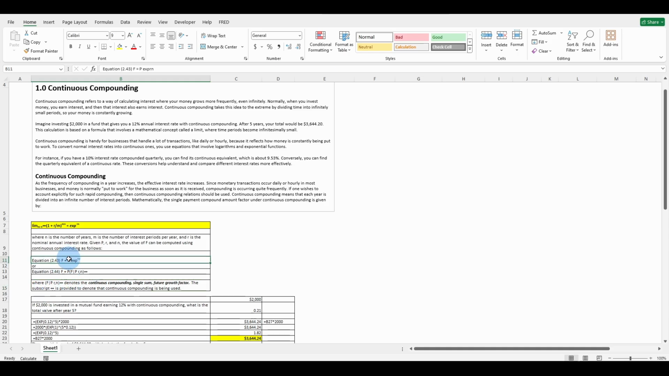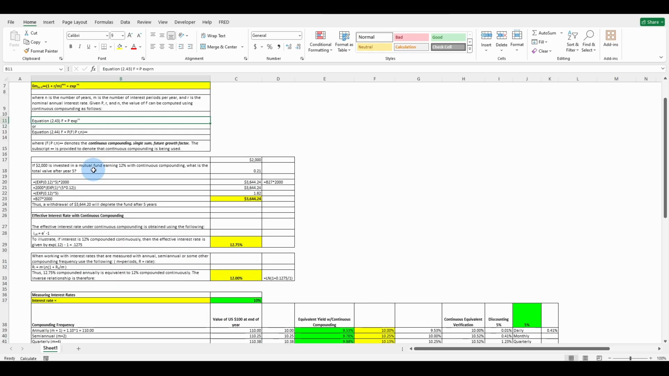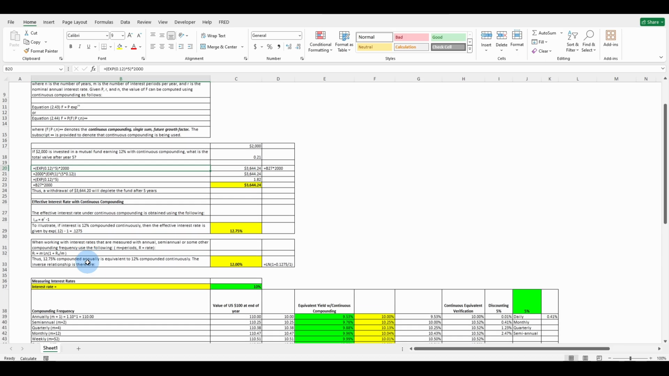So I'm using this formula, F equals P times EXP of R times N. For example, if $2,000 is invested in a mutual fund earning 12% with continuous compounding, what is the total value after 5 years? We have $2,000. We have 0.12. We have EXP right here, R times N.